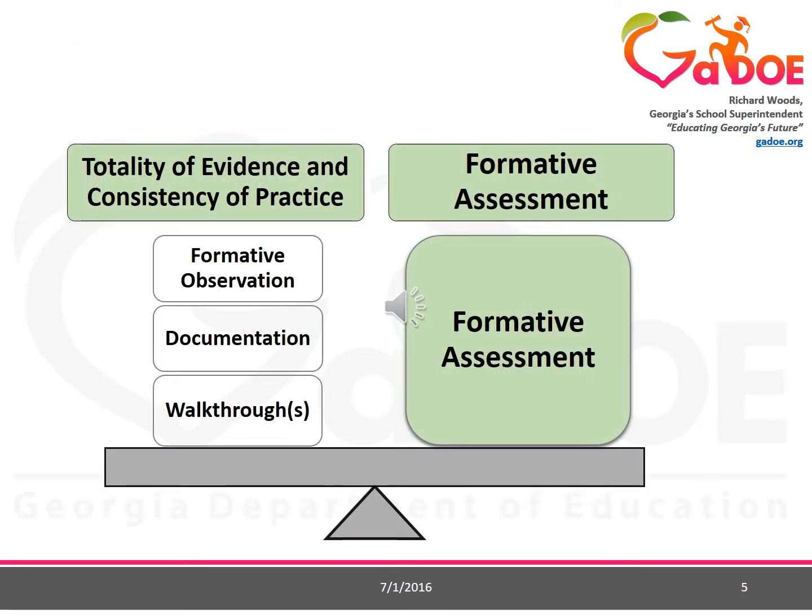What separates the TKES evaluation from all other forms of observations is the fact that it's based on the totality of evidence and the consistency of practice. That simply means that it's not based on an average of your observations. It's based on your growth as a teacher. If you start off with lower scores on your observations, but you end the year with higher scores, then the totality of evidence and consistency of practice shows that you have mastered those standards over time.